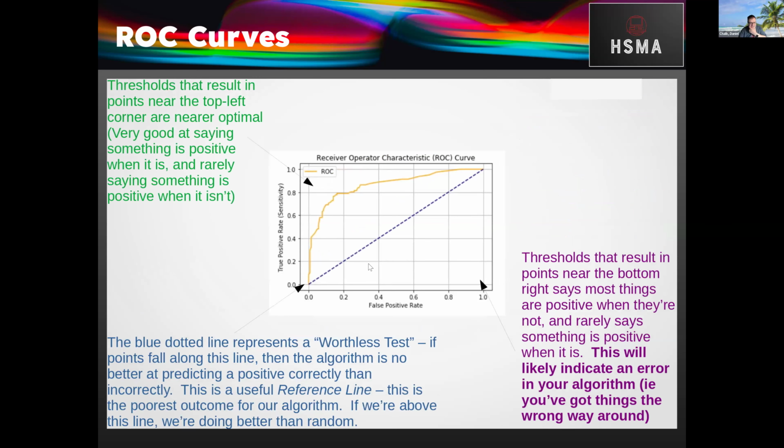So basically, you want your points to be as near to the top left as possible, because that's where you've got a good true positive rate, and that's a good thing, but you've also got a low false positive rate, and that's also a good thing. You want a high true positive rate but a low false positive rate. That's the ideal. So a perfect classifier is top left, where it just gets everything right. It always picks out all the positives and it never says the negatives are positive. So thresholds that get you up towards the top left are nearer optimal.